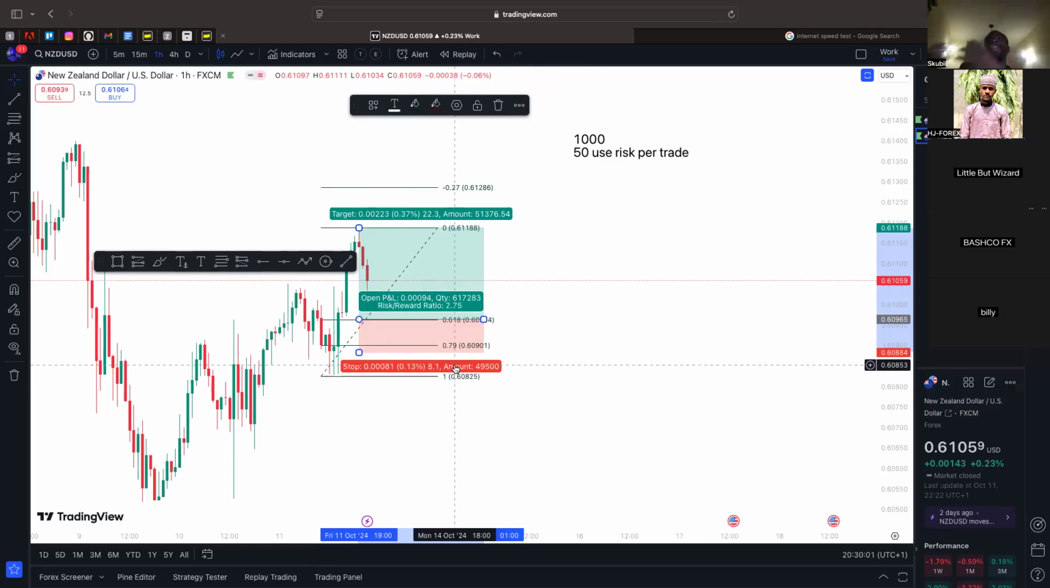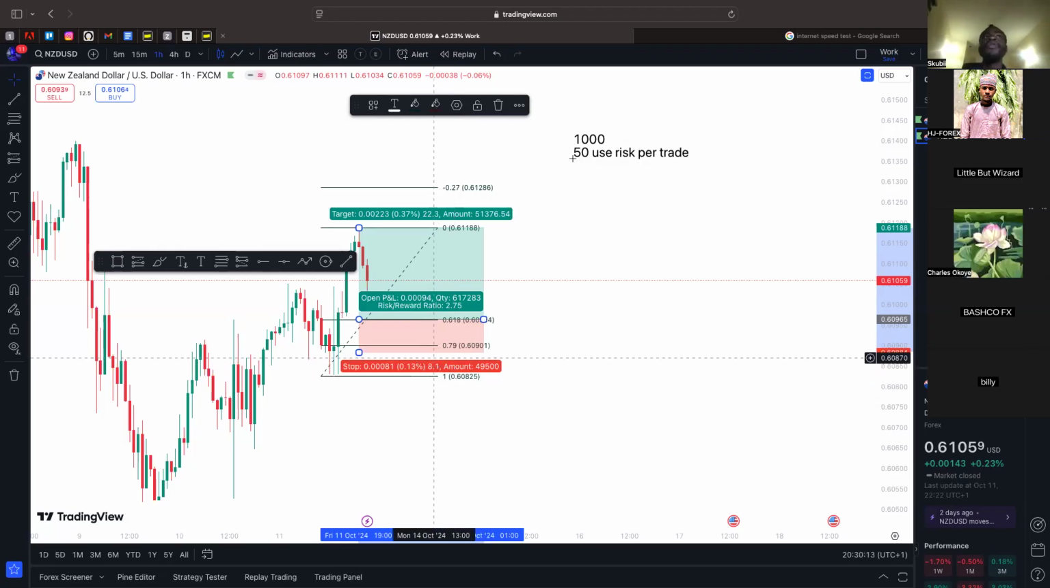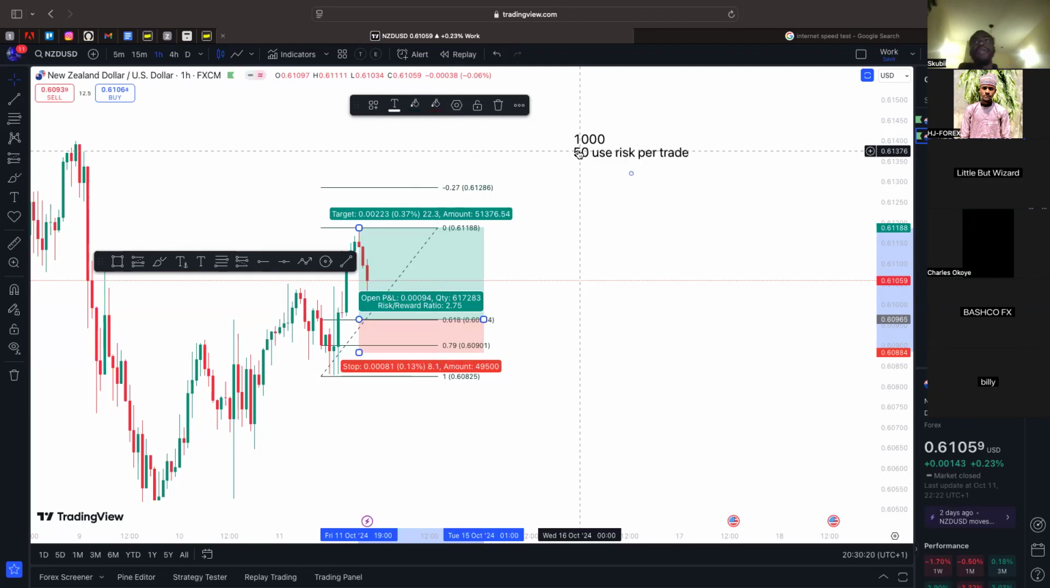So what can I change in this equation to achieve it? The answer is your lot size. Do you understand? Your lot size is what you can change. And then the question now becomes, how do I know which lot size I will use with an 8.1 pip stop loss to achieve a $50 risk? Do you understand? That question is answered by risk calculators.